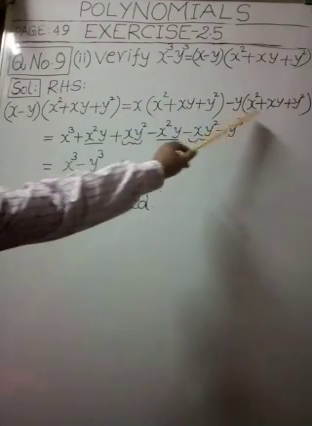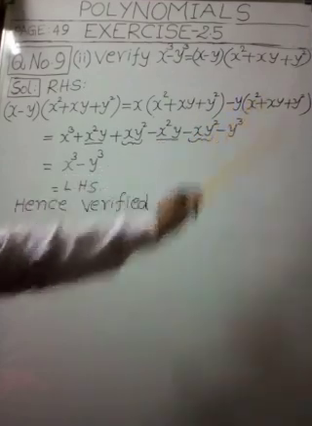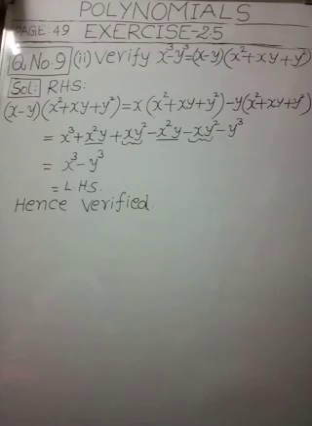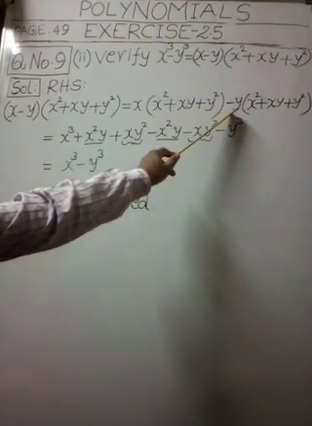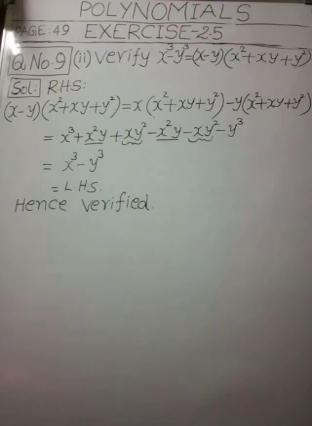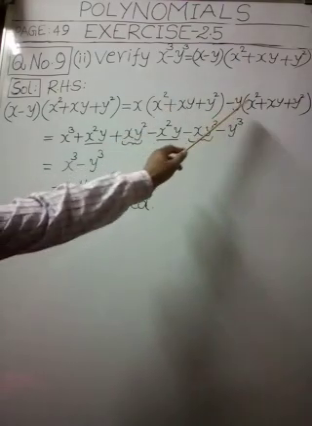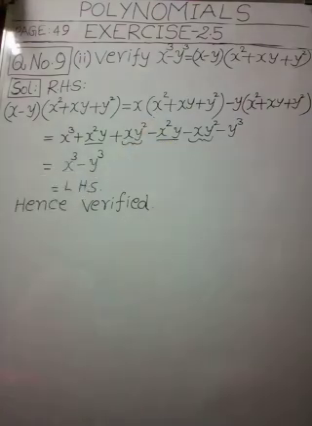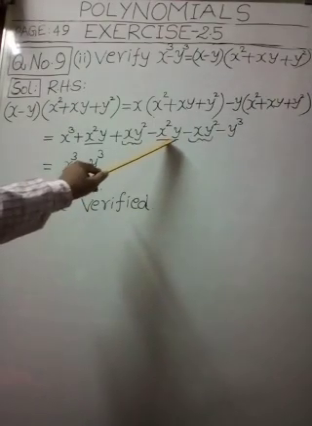Now come to this second term. Here we multiply this algebraic expression by minus y. Here also we use the distributive property. So by minus y we multiply each and every term of this algebraic expression. So minus y into x square, what will you get here? Minus x square y. I wrote the terms in alphabetical order. First I wrote x, after that y. So minus x square y.